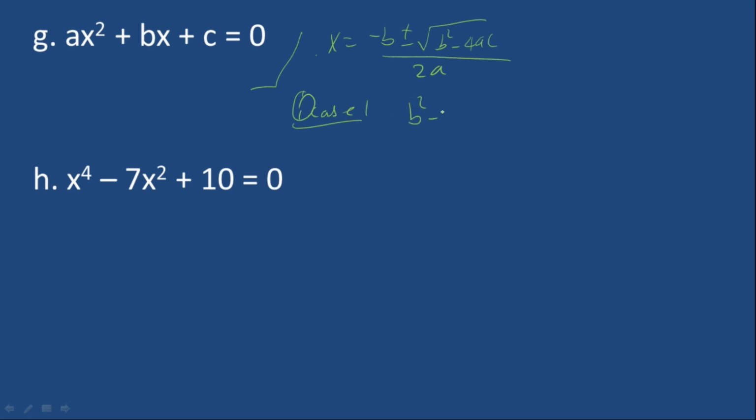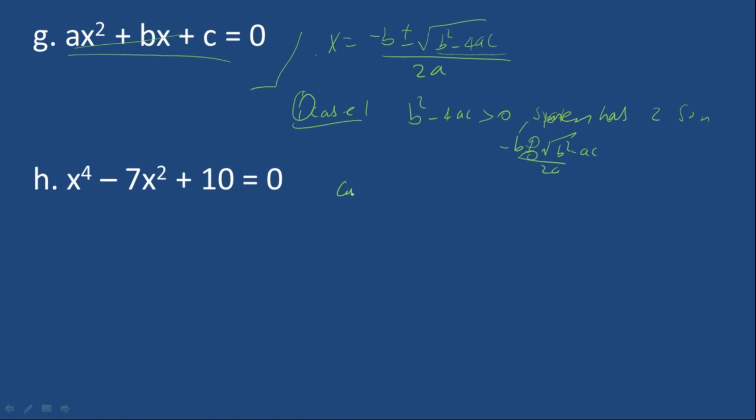What will happen if b squared minus 4ac is greater than 0? If this value is positive, this square root gives two values, the negative and the positive. So this equation will have how many solutions? Two solutions. If b squared minus 4ac is greater than 0, the equation has two solutions: the negative of b plus or minus the square root of (b squared minus 4ac) over 2a, which means plus and minus.